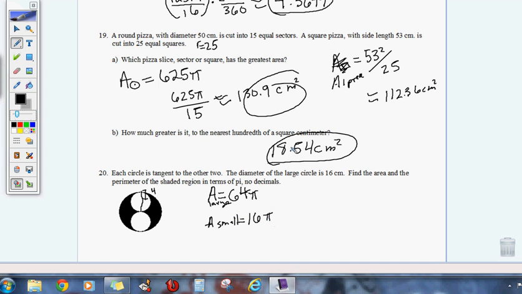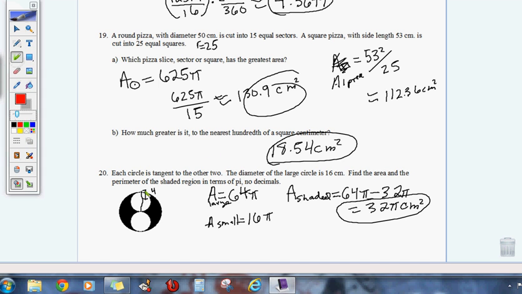So logically with the area, I hope this makes sense, to find the area of the shaded, we're going to set it equal to the large one, which is 64 pi, and we're going to subtract the two small circles, so that would be 32 pi. So this is going to come out to 32 pi, and our units are centimeters squared. I usually don't have kids that have a lot of trouble with that. That one's pretty straightforward. But the perimeter doesn't work the same way.